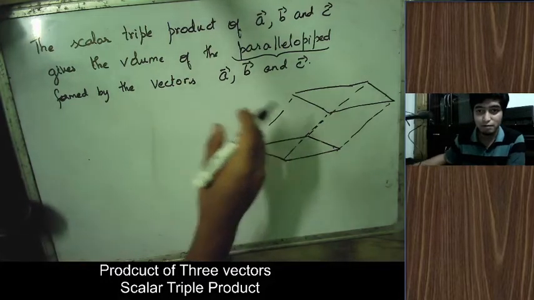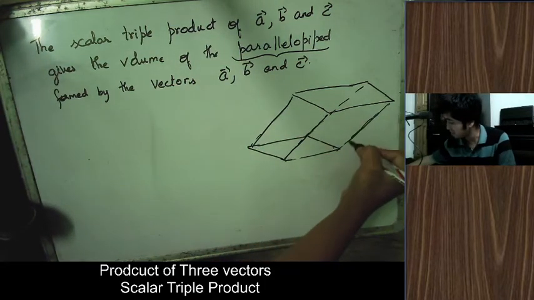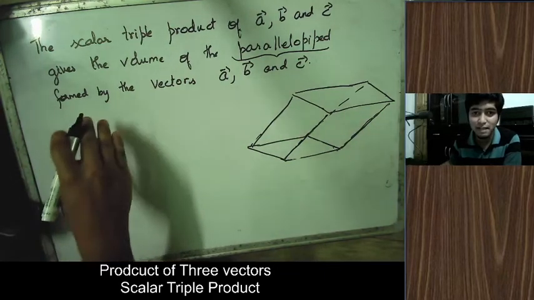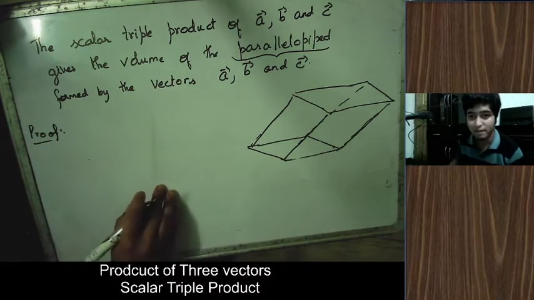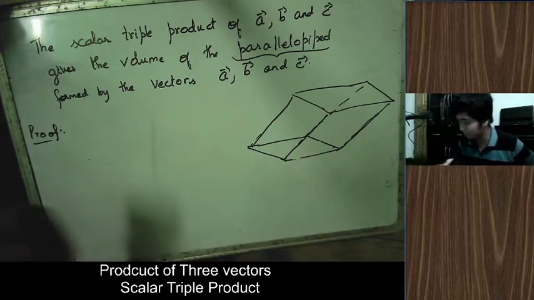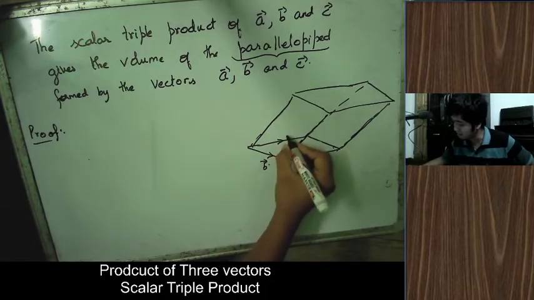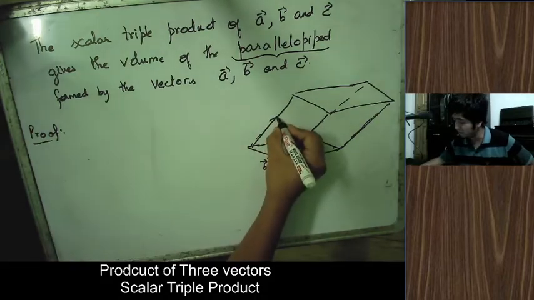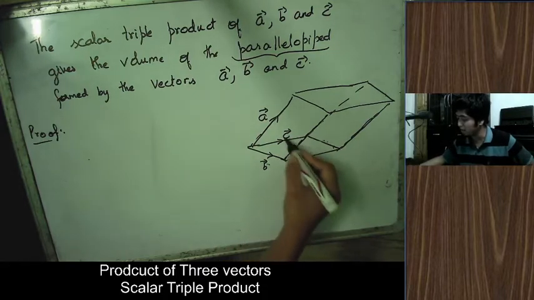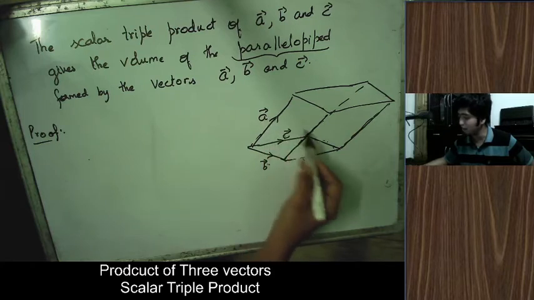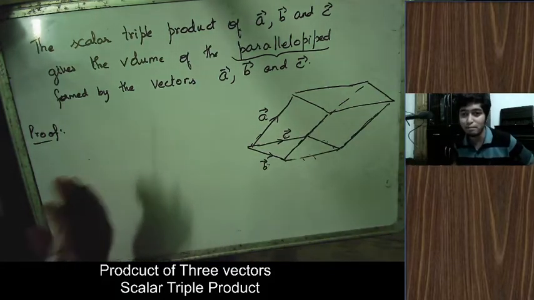What we are saying over here is that the volume of this object is equal to the scalar triple product formed by the three vectors. Okay, so I will do the proof for this. To form this object, you will need only three vectors: this vector B, this vector C, and this vector A. Why only these three? Because the opposite sides of a parallelogram are all equal. C and C, A and A will be equal, and similarly B and this one will be equal. So that is why we need only these three vectors to form a parallelepiped.